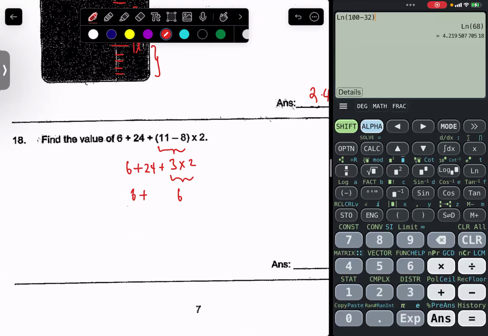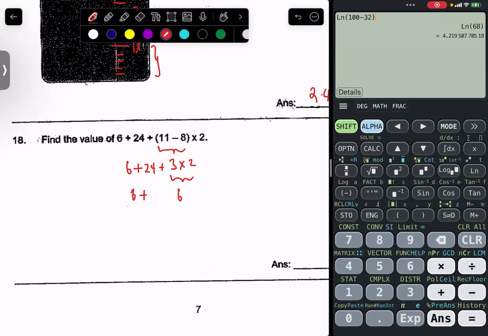Arrange these numbers from the largest to the smallest. Ordering decimals, just align them. 0.810, so you can see that this is actually the largest. Then followed by 0.801, followed by 0.01.